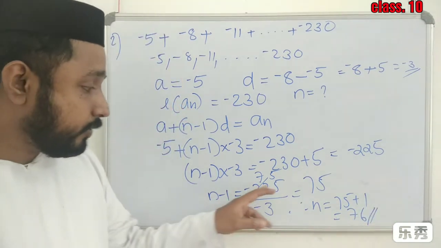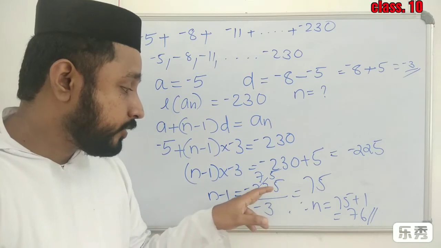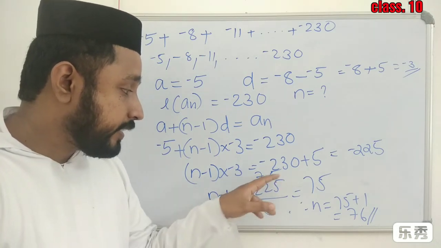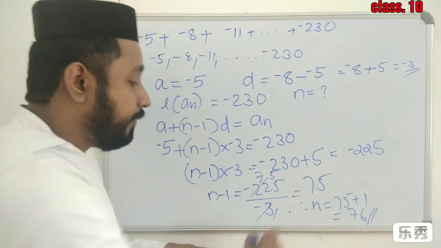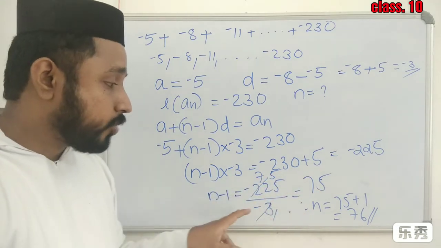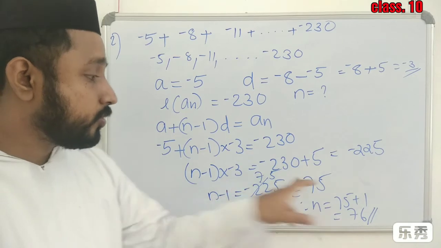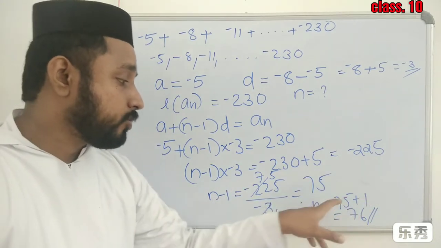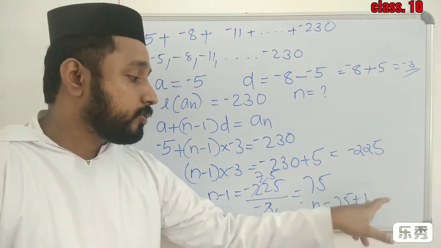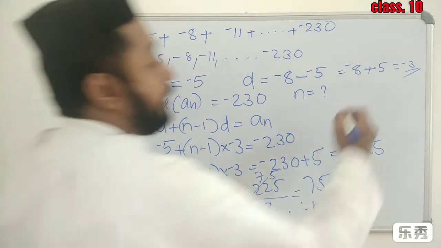n minus 1 is equal to minus 225 by minus 3. Cutting 225 and 3, we will get 75. Here minus minus is plus, so the answer is plus 75. So n minus 1 is equal to 75. Minus 1 goes to the RHS, it will become plus 1. So n is equal to 75 plus 1, which is equal to 76. So we got the value of n. n is equal to 76.